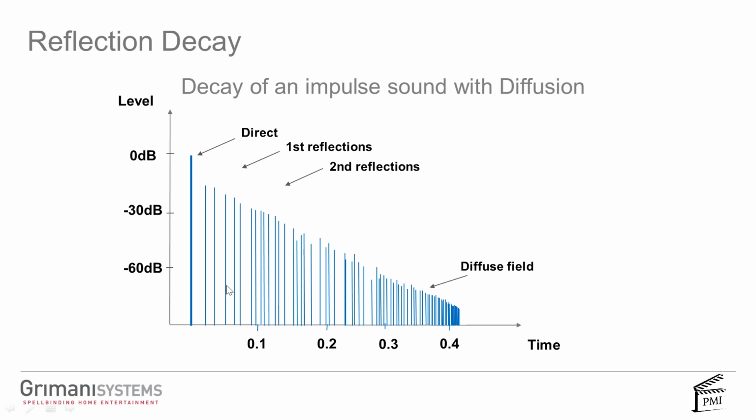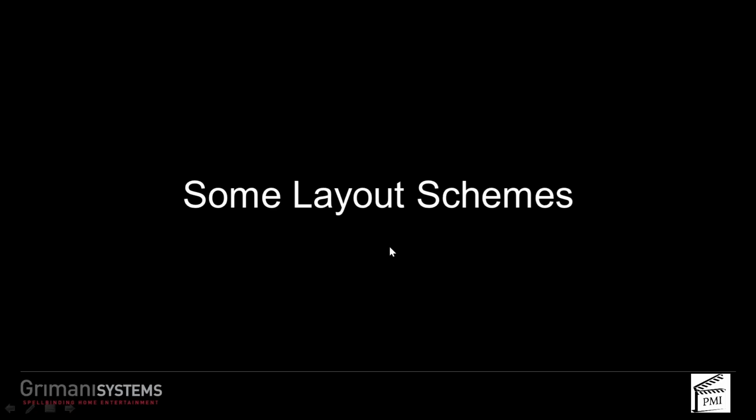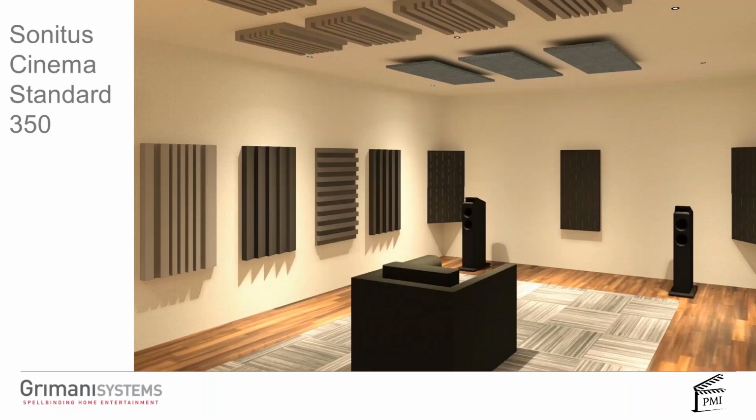So when a room is properly done, you're going to get a direct sound. You're going to get a nice, even distribution of reflected energy. It's not deadened out. There's still some reflected energy. It's going to last between 0.3 and 0.4 seconds before it reaches its diffuse field and dies out 60 dB. That's known as the RT60. That's what you want to try to get. All right, let's look at some layout schemes.